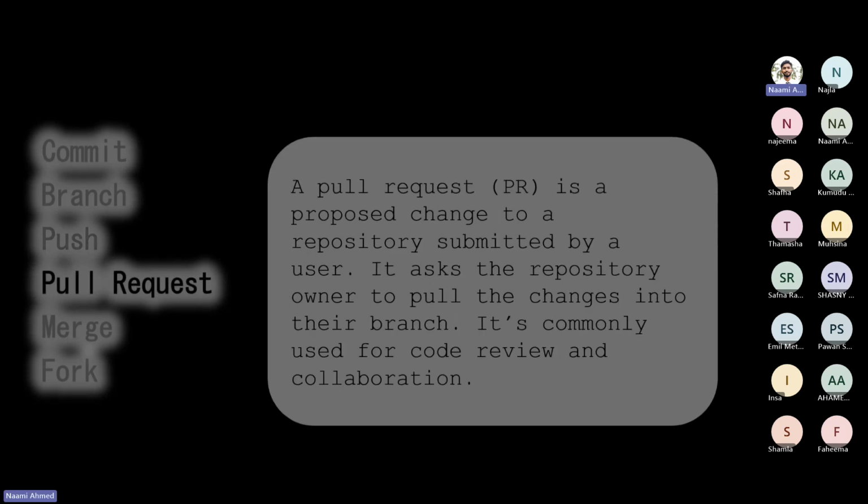Another word is pull request, shortly called PR. Pull request means, previously I told you the branch word. I'm working on the feature one branch. After I complete the feature one branch, I will send a request to the team leader or project repository owner to check that feature one is correct, and then merge it to the main source code.